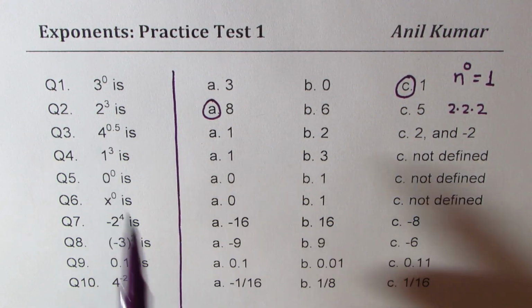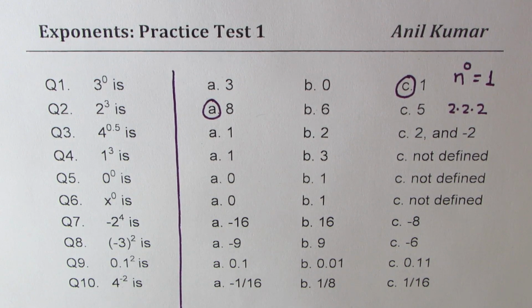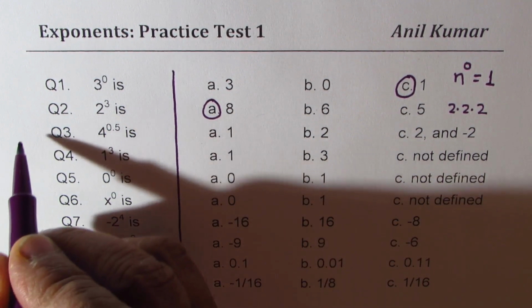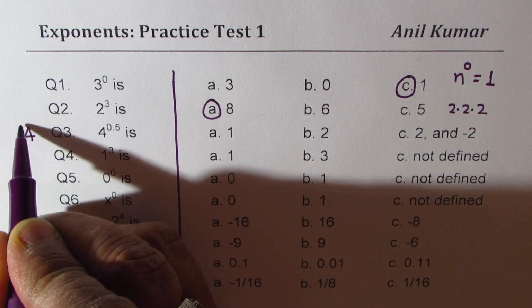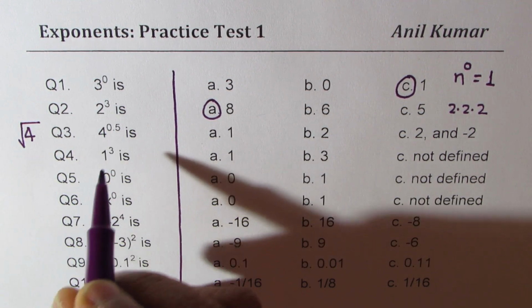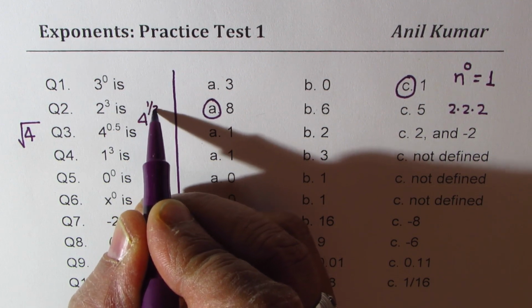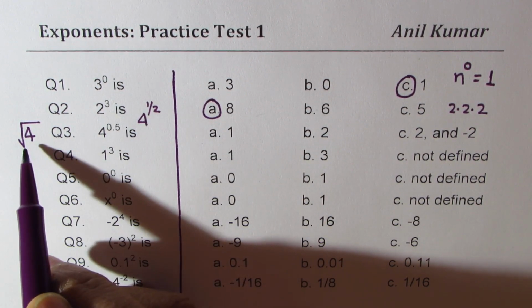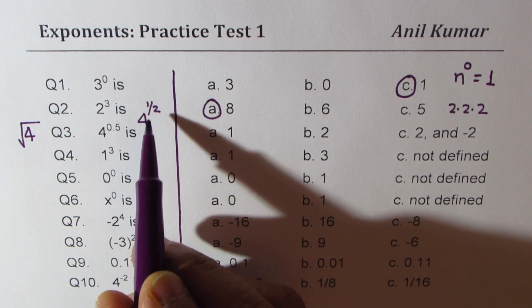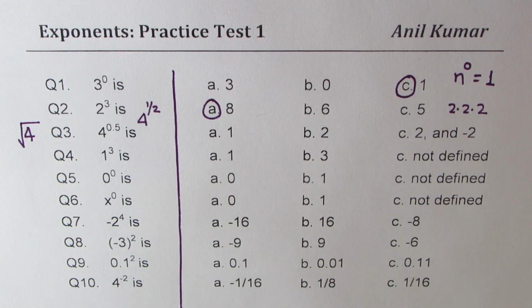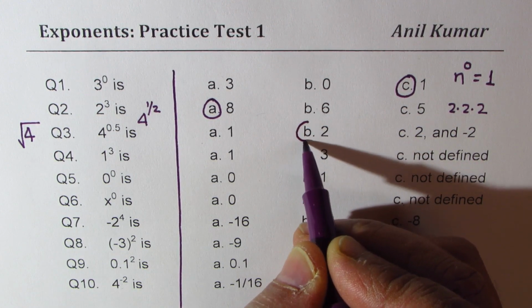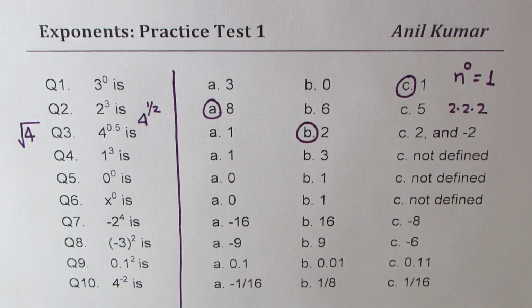4 to the power of 0.5. What does that mean? Well, it really means that we want to find square root of 4. That really means that we are trying to find 4 to the power of half, 0.5. So it could be written as square root of 4 or 4 to the power of half. Now it is always positive, right? So the option here is B. So square root of 4 is 2, not plus minus 2.